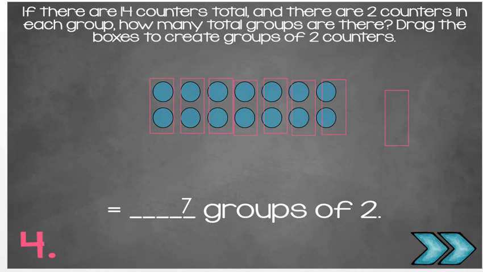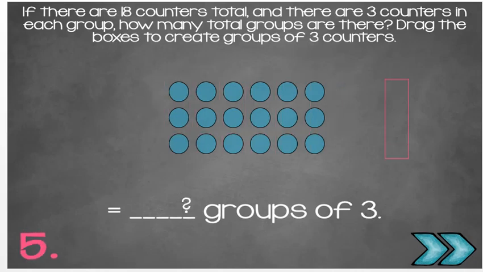Hopefully that makes some sense for you. We'll do the next one. So if there's 18 counters and we're putting them 3 counters in each group, then we have 1 group, 2 groups, 3 groups, 4 groups, 5 groups, and 6 groups, which means that our answer here is we have 6 groups of 3.